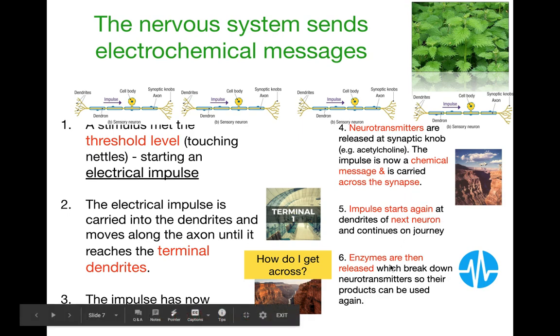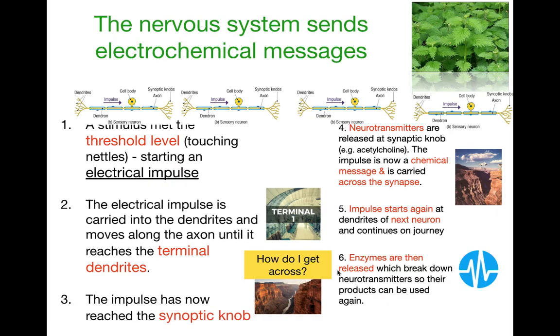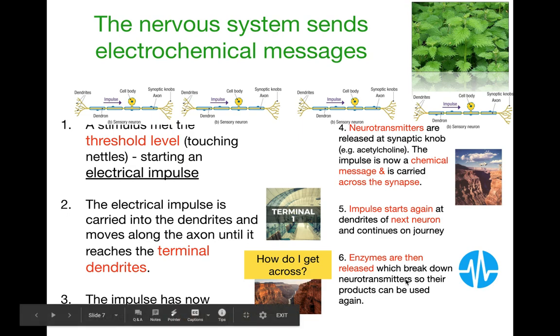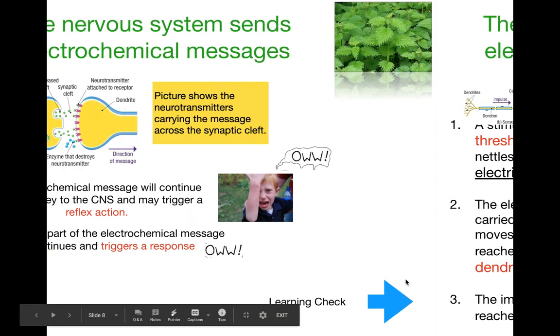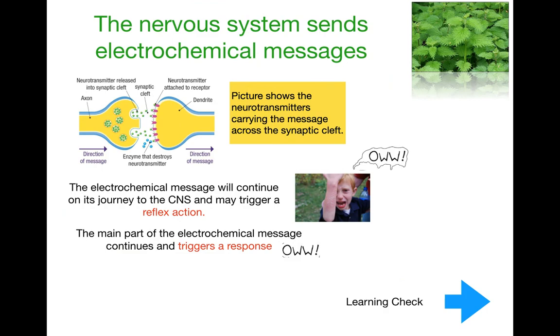The one thing I forgot to mention here was that the enzymes release, which break down neurotransmitters so their product can be used again. So the sixth part there, we're reusing neurotransmitters. It's kind of like an enzyme. It's pretty much used over and over again. So we have to break down neurotransmitters with the enzymes. Okay, so hopefully you can explain that now.